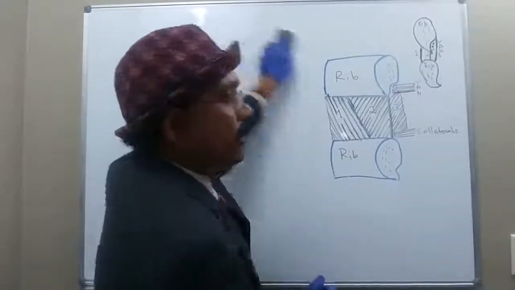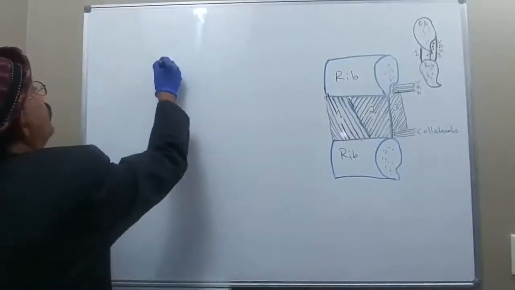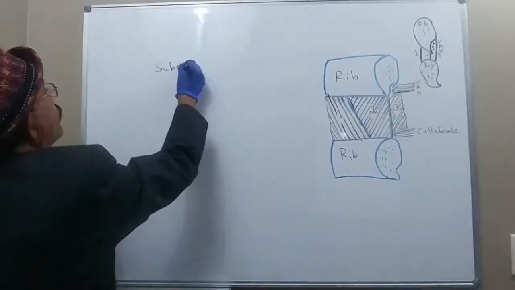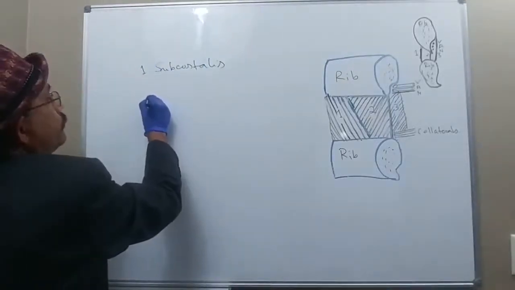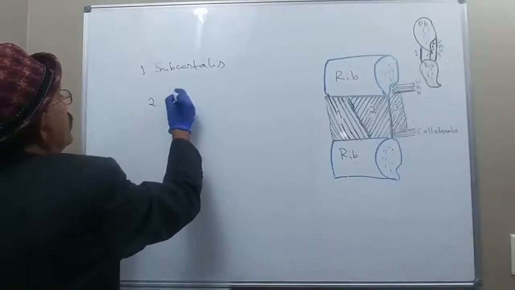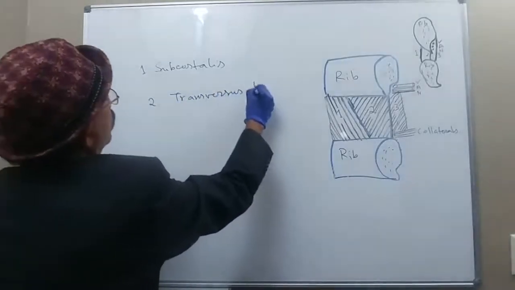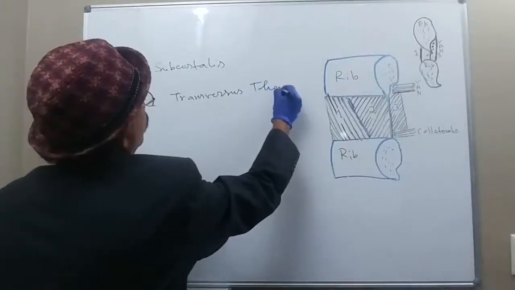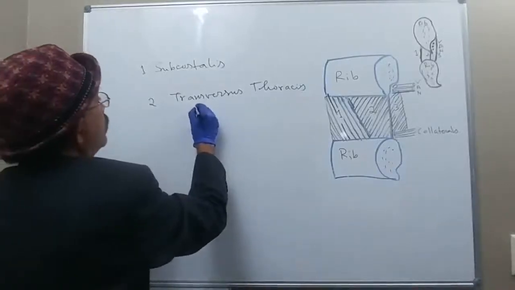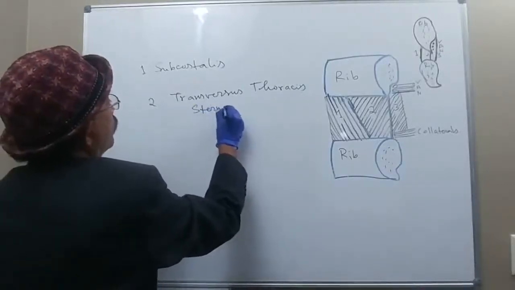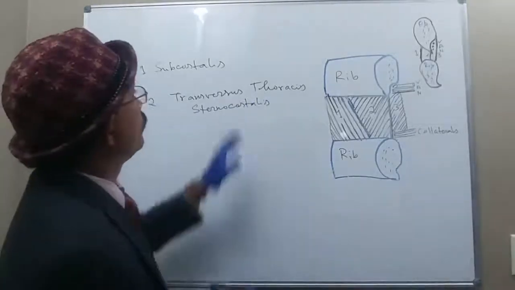Now we'll go to find out two more muscles. One is subcostalis. Another one is the transversus thoracis, also called sternocostal. Okay, these muscles are important to us.